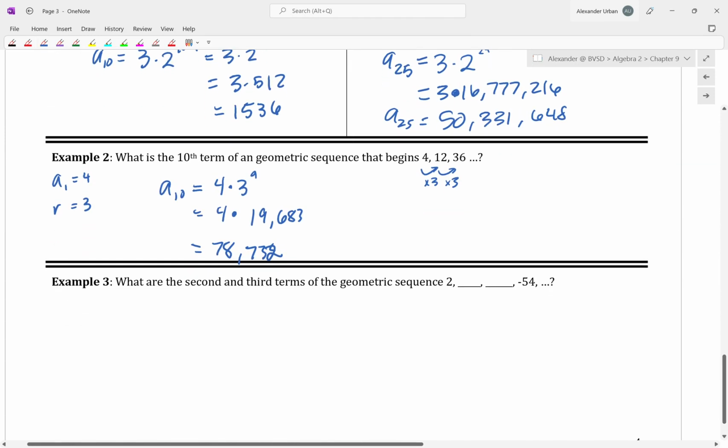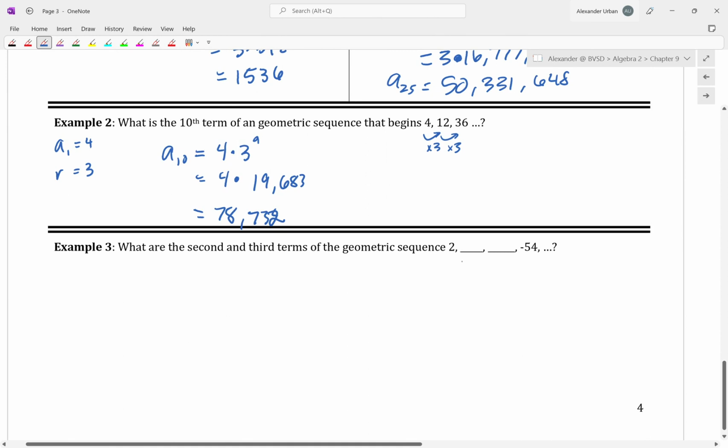Again, we have the same type of question for example 3, where we need to find the second and third terms. In this case, we are going to have, again, a common ratio. So remember, these are multiplicative. Our first term is going to be 2. We do not know what r equals. It's a question mark. But we do know what a sub 4 is. A sub 4 is negative 54.